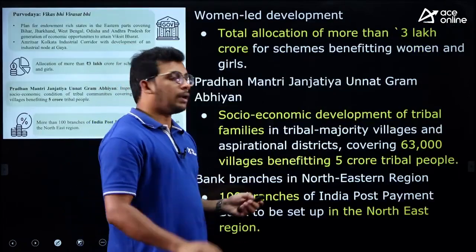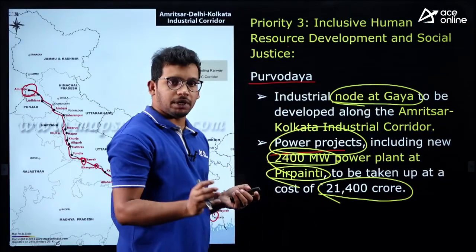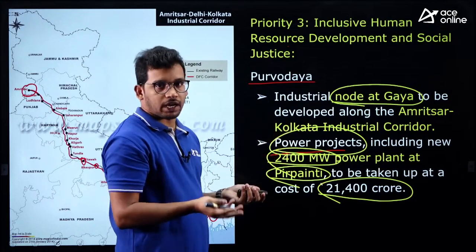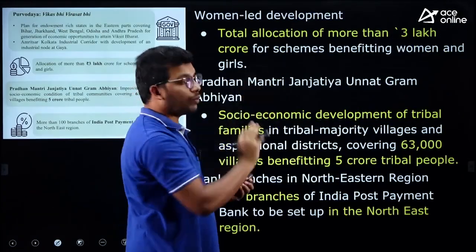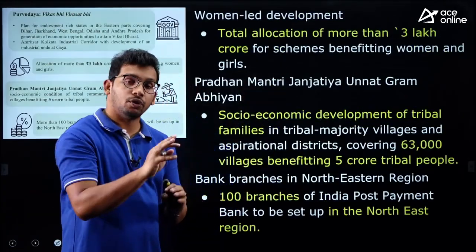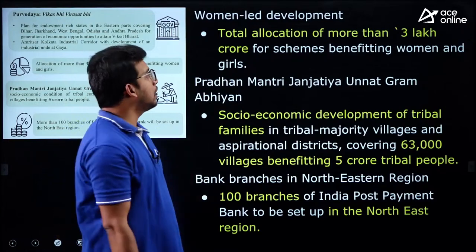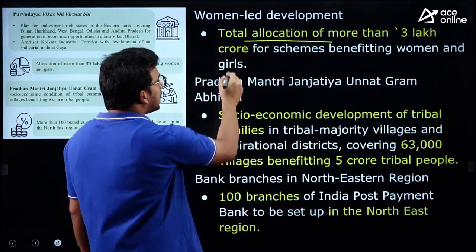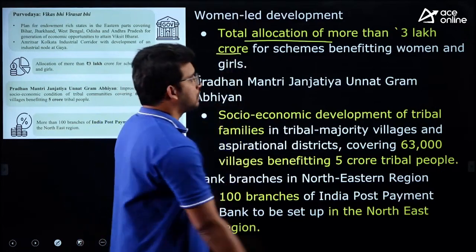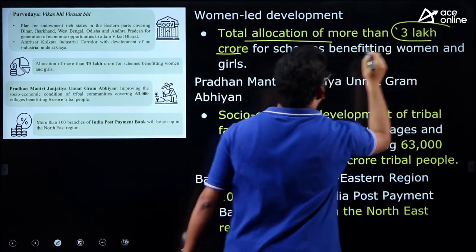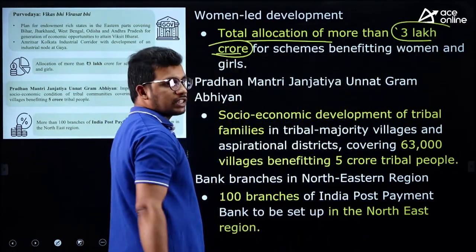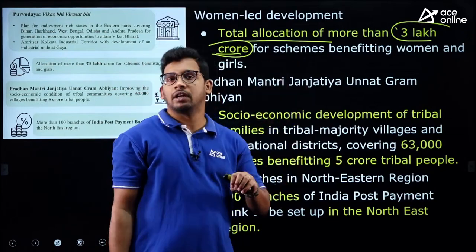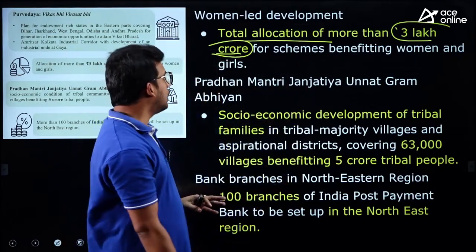Now again, women led development. Here, inclusive means that we have seen the states being pushed, Bihar and Andhra Pradesh, and now individuals, women, are also going to be focused on, right. So the total allocation for women is going to be more than 3 lakh crore for the schemes. This is a very important one to remember. Total 3 lakh crore for scheme benefits specifically of women, the government is going to allocate, fine.